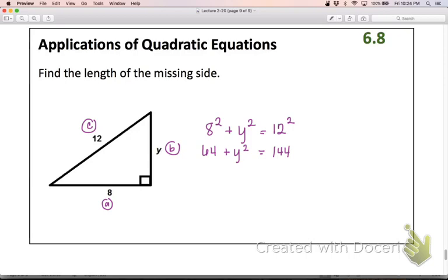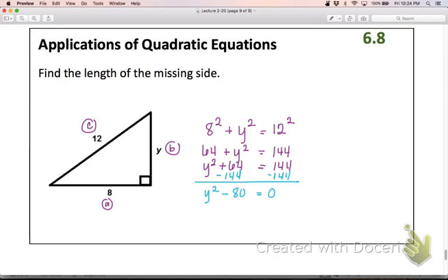Now, you may know a different way to solve this than by factoring, and that's okay if you want to do it that way. But since factoring is what we've been working on, I don't want to try to teach you something new. So if I want to factor this, I would probably rearrange this first so that it's in standard form. And then I'm going to subtract 144 from both sides in order to get it equal to 0. So like this. And we get y squared minus, what is that going to be? 80? Yeah. 80 equals 0.